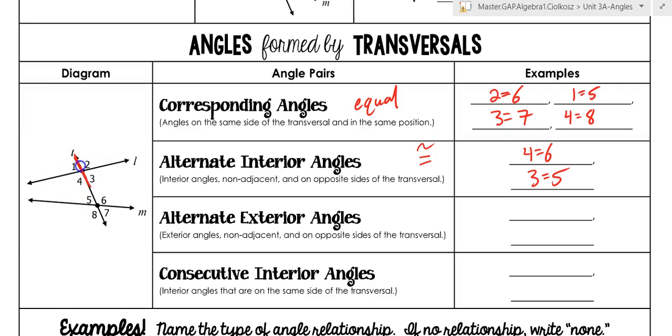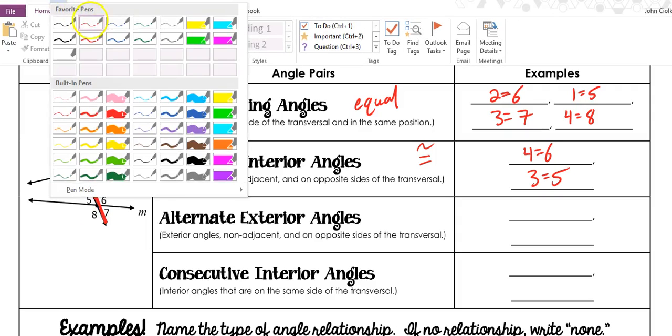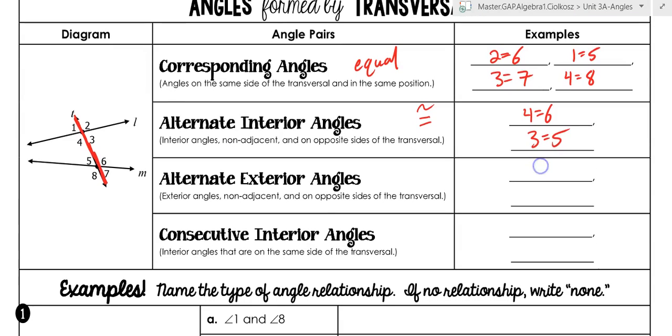Let's highlight that transversal again. Alternate exterior. Exterior means I'm outside those two lines. So we're looking at, let's say, 1. We'll alternate again. Let's jump the line: 1 and 7. Exterior, alternate: 2 and 8. This is definitely something like a note card thing for a test, just to make sure you have that down pat.